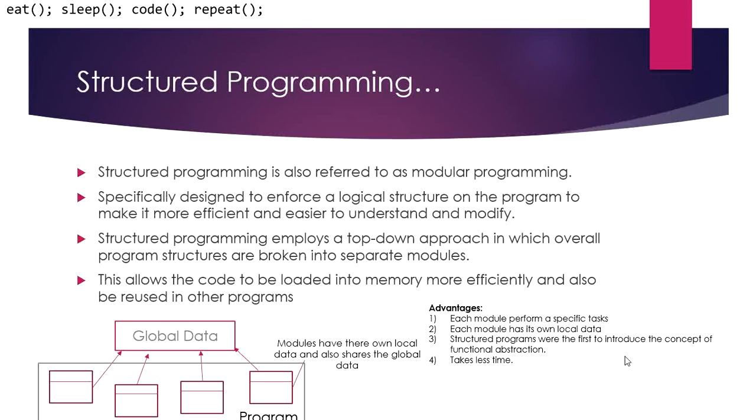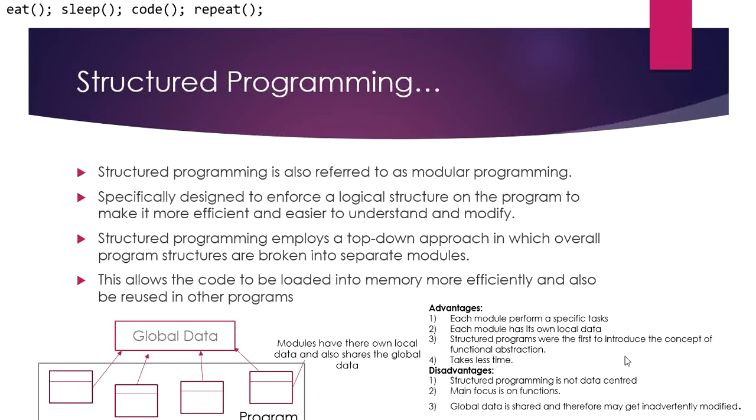What is functional abstraction? It allows a programmer to concentrate on what a function or a module does and not how it does it. Okay, so this is it. So functional abstraction was from here. Now, then it takes less time. What are the disadvantages? Structured programming is not data centered. Its main focus is on functions, and global data is shared and therefore may get inadvertently modified. Okay, so global data is shared, so it can get modified anywhere in the program. So this is also not accepted.